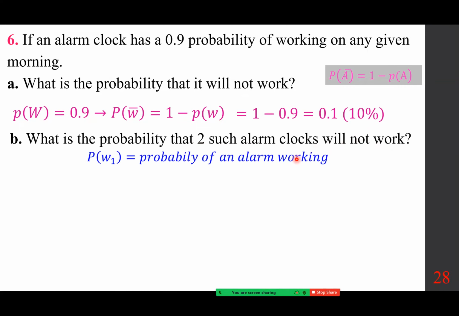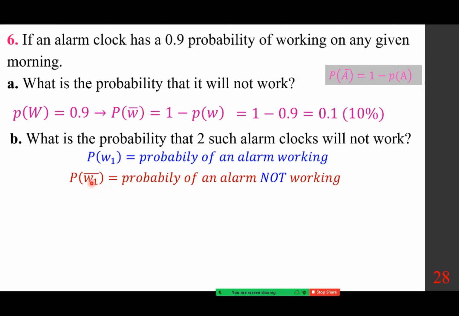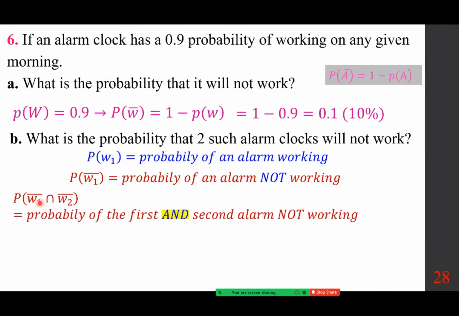Probability that the first one doesn't work, we call it probability of W sub 1. The probability that the first one doesn't work, we put a bar at top of it. So W sub 1, the first one is working. W1 bar, it's not working. So what do we want for part B? We want the probability of W1 bar intersection W2 bar, not working.